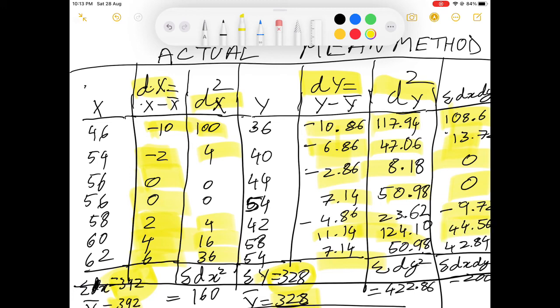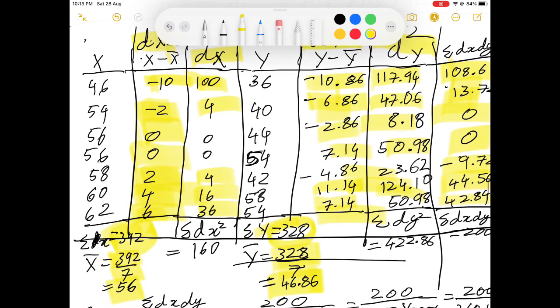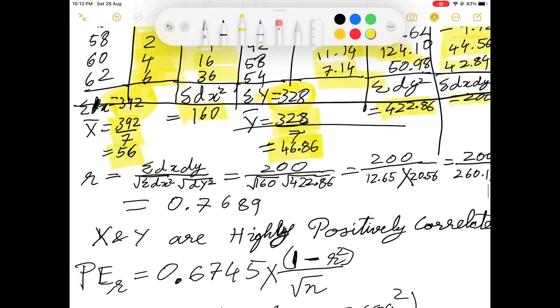Now based on that I will calculate the summation values. So sigma dx dy is equal to 200, sigma dy square is 422.86 and sigma dx square is equal to 160. Now based on these values I will be calculating the coefficient of correlation. The coefficient of correlation formula is quite simple here: sigma dx dy divided by root of sigma dx square into sigma dy square. Let me just include the sigma here so that later on when I post it you guys don't get confused. Just give me 1 second. Sigma.